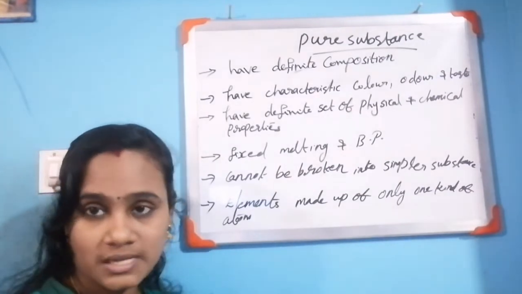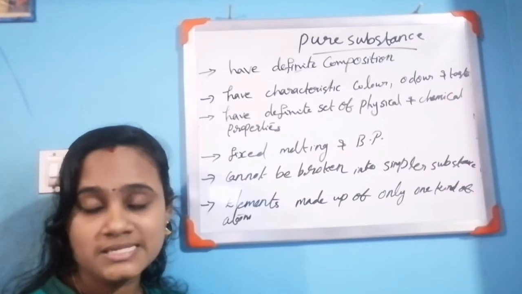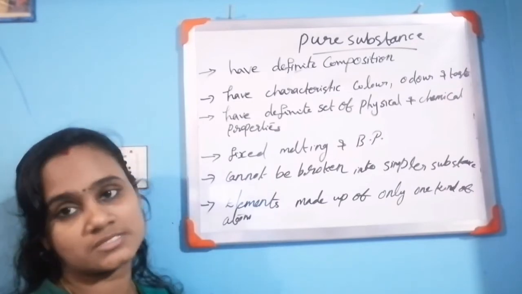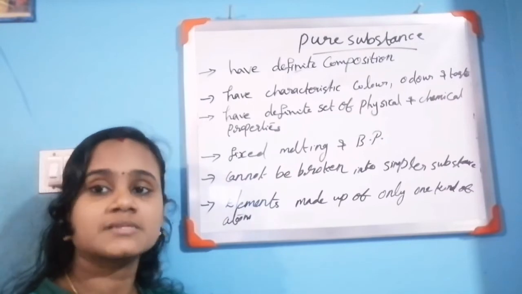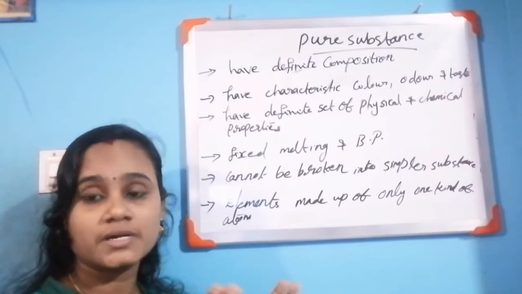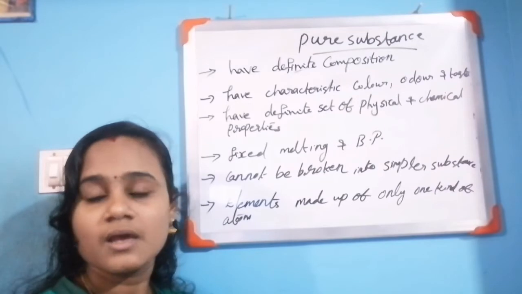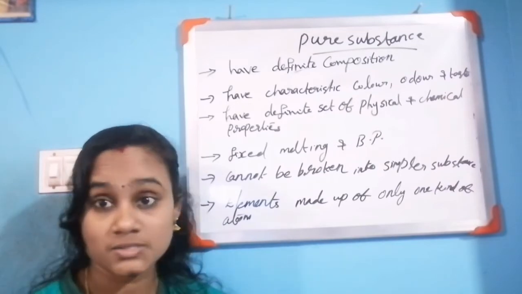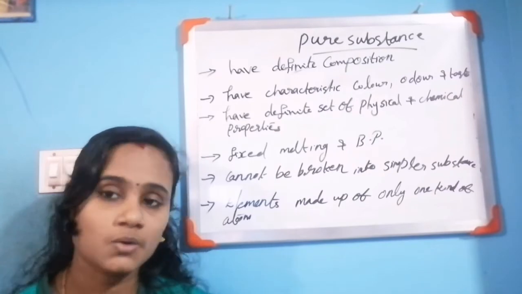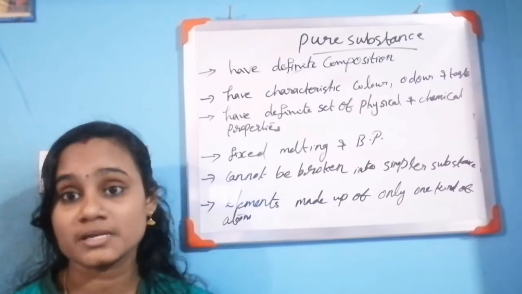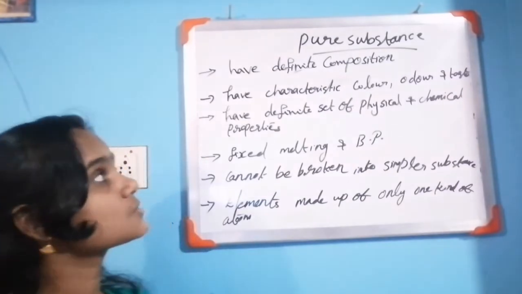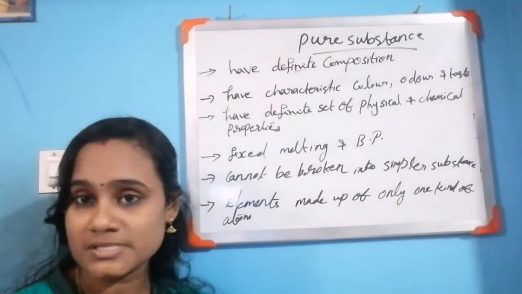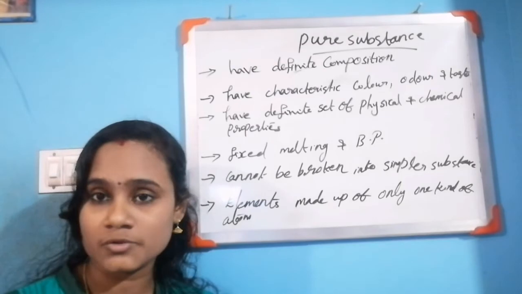Water is a pure substance. It has definite composition: water is made up of hydrogen and oxygen only. Salt is sodium and chlorine; salt's formula is sodium chloride. So we can say pure substance has definite composition.